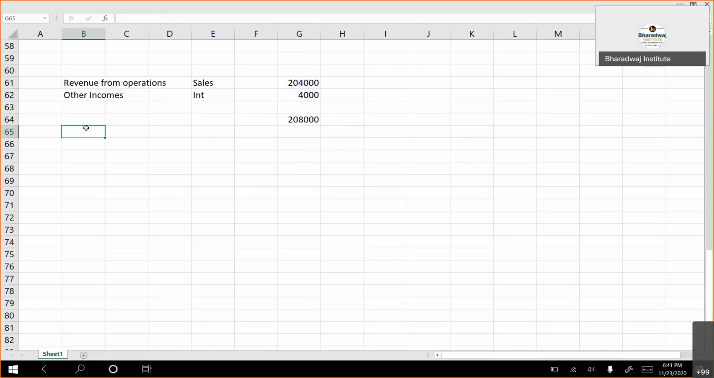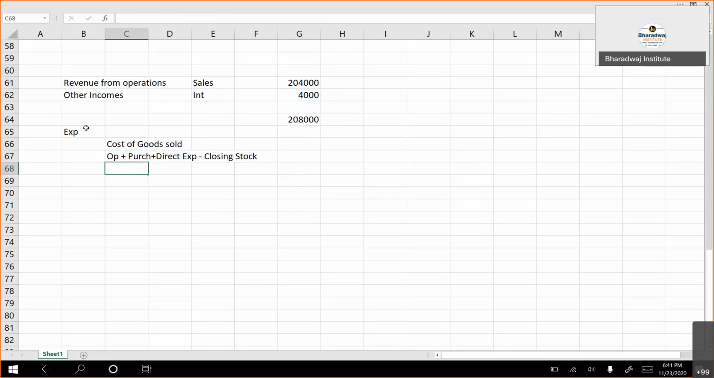Then expenses. Cost of goods sold will be opening stock plus purchases plus direct expenses like freight inwards, etc., then minus closing stock.